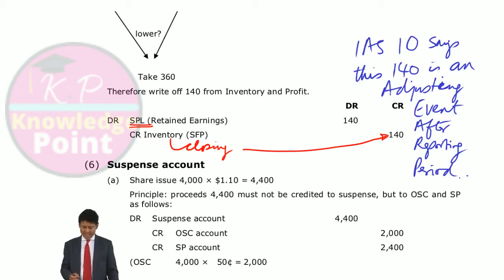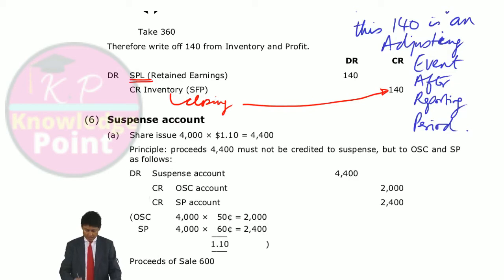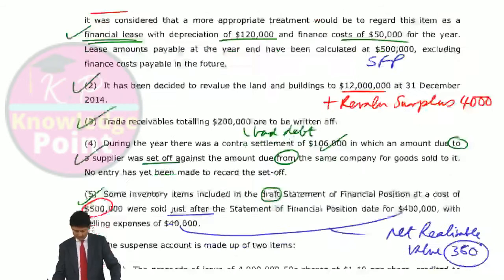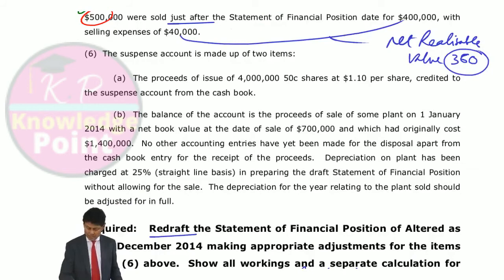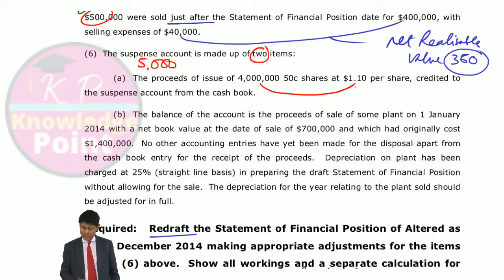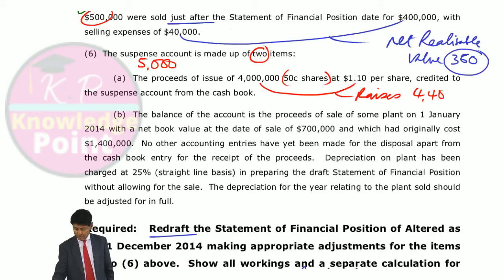Okay, so now we're coming to our good friend suspense. So better take you back to your page 212, as we pick up the next piece of this battle. The suspense account is made up of two items. Two items? Well, it says so. The suspense account on the previous page was 5,000. Now, be careful. The proceeds of issue of 4,050,000 shares, by the way, at $1.10 raises 4,400 in thousands.